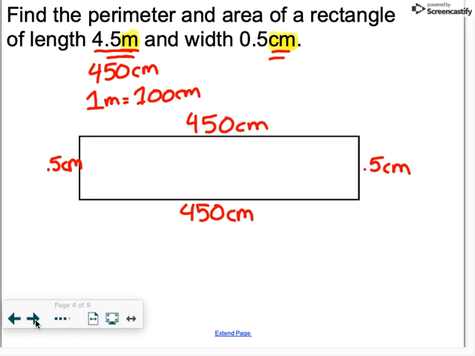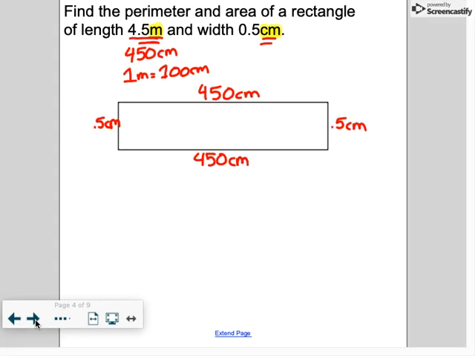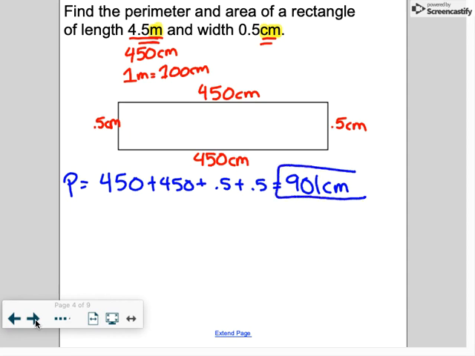So to start with perimeter, we add up all 4 sides here. So perimeter is equal to 450 plus 450 plus 0.5 plus 0.5. Well, 450 plus 450 is 900. Then plus a 0.5 and a 0.5 would give us 901. And we label that as centimeters.